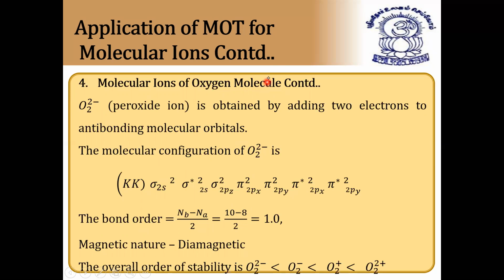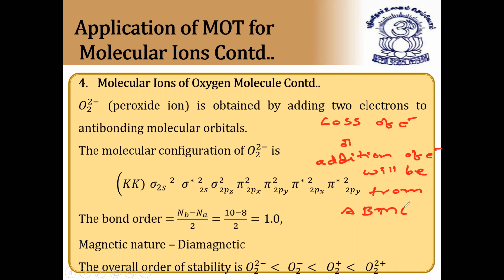So in case of oxygen, very, very important to note down, for nitrogen it is different, but in case of oxygen, the addition or loss of electrons will be from or to anti-bonding molecular orbitals only. Anti-bonding molecular orbitals, ABMO only. Very, very important.